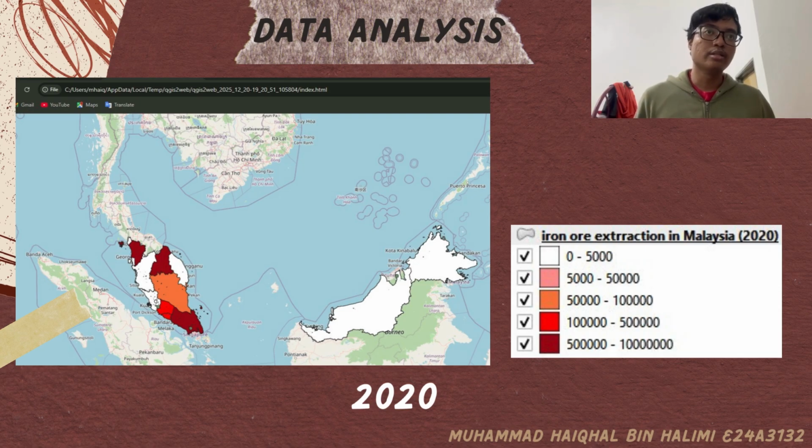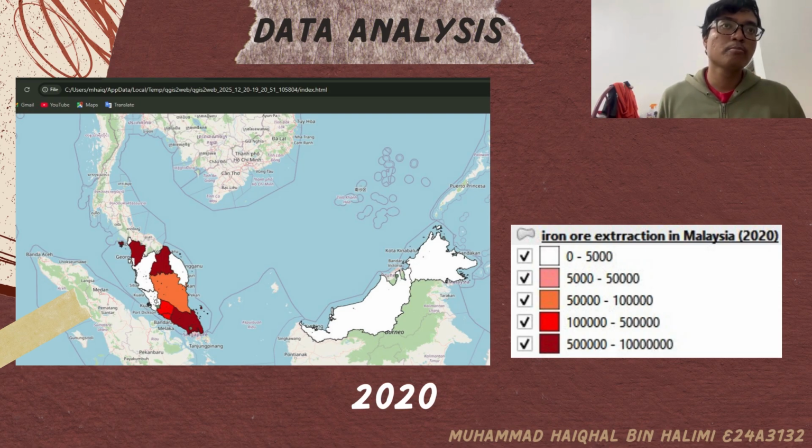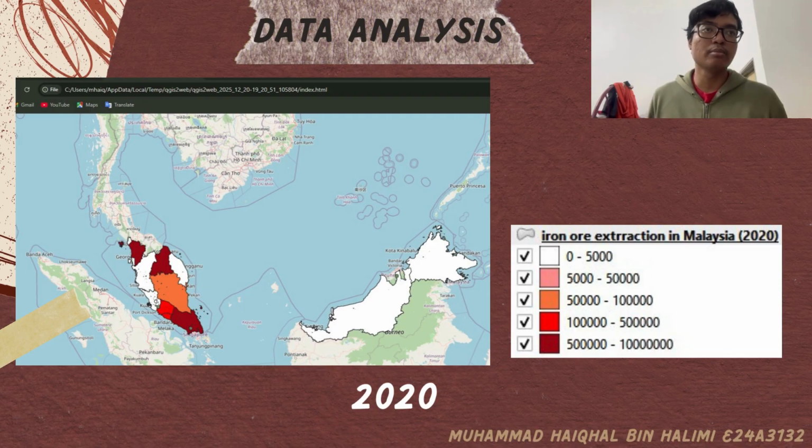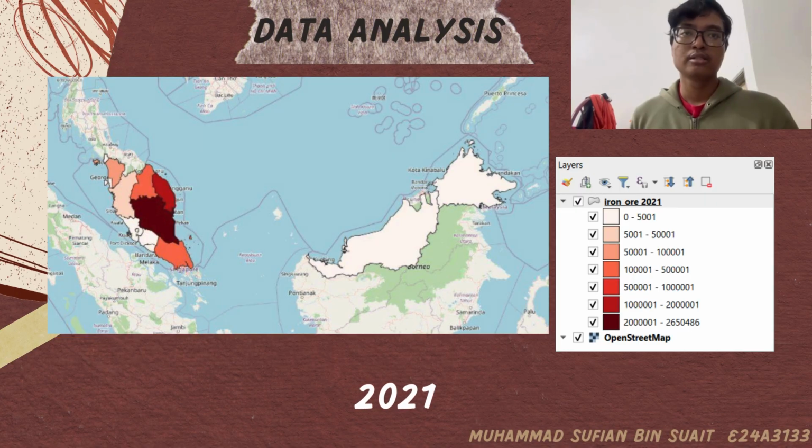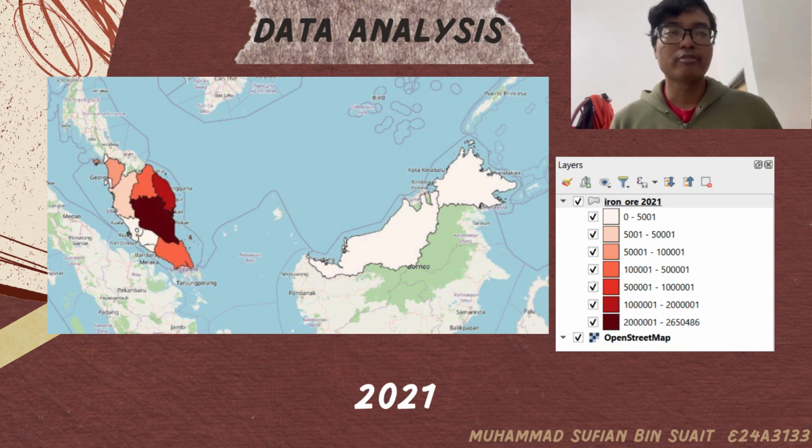So this is the map for 2020. As you can see again, not so much difference. This one is again by my friend Muhammad Aikal. But there's a geological explanation for this at the end. Let's see the trend first. This is the last of our data set, made by my friend Muhammad Sufian.